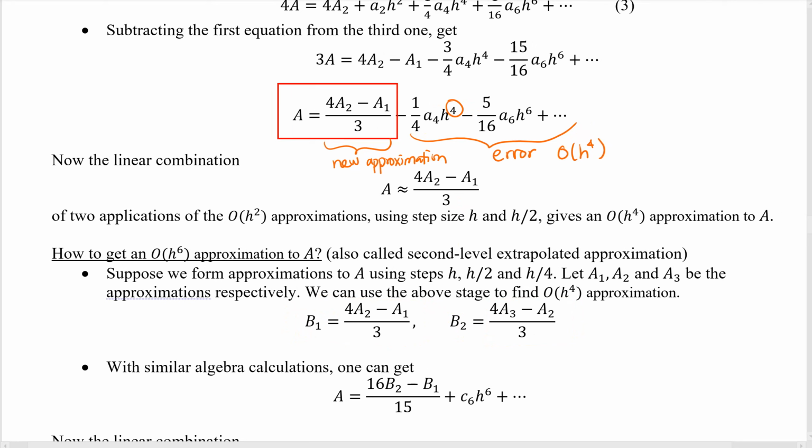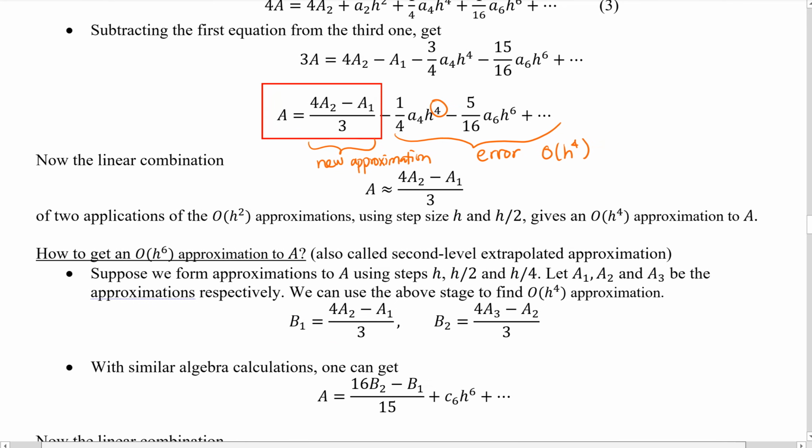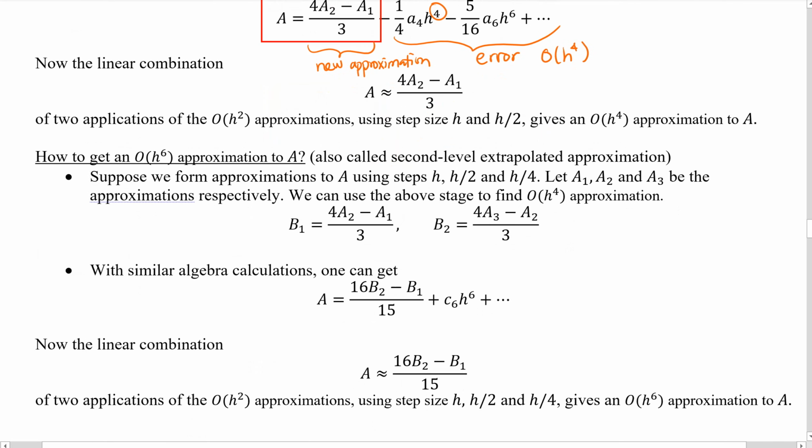Okay, and then what is next? By similar algebra, we can match the h to the fourth term and cancel it. And at the end, you will see the new approximation is 16B2 minus B1 over 15. And then the error is a sixth order error. Okay.